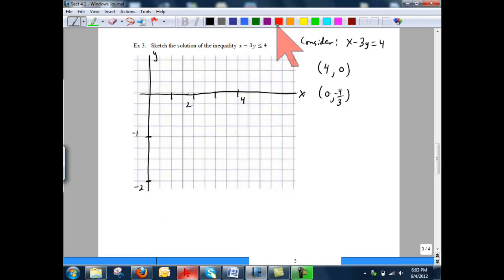That's fine. Okay, if I graph the intercepts, 4, 0 is here, and 0, negative 4/3. So that's negative 1 1/3, and that would be about here. And so the line that we're looking for is this one. This is x minus 3y equals 4.